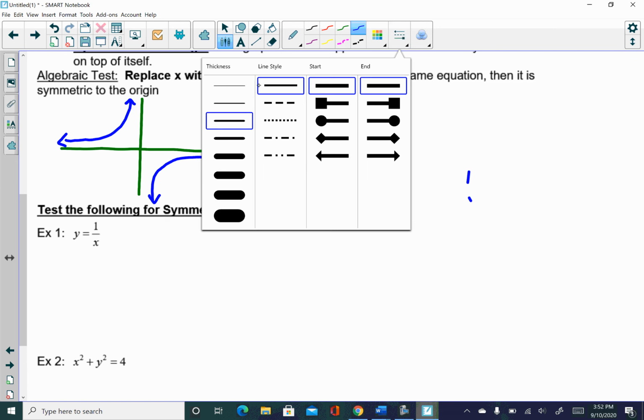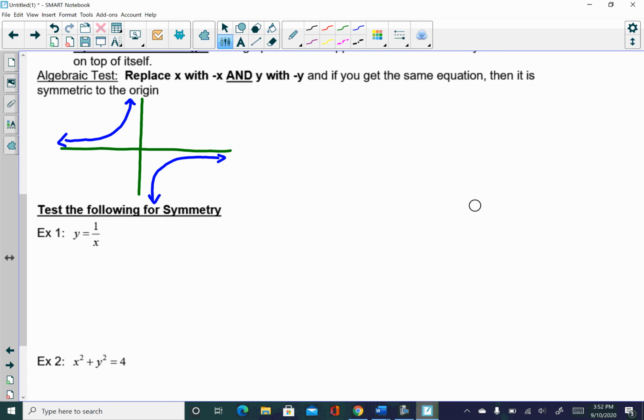So let's run through example 1 here together. In example 1, I'm going to first test for the x-axis. And so like I said up top, the test there is that you replace y with negative y. It's one of those rare things where it's kind of counterintuitive. But I replace y with negative y.